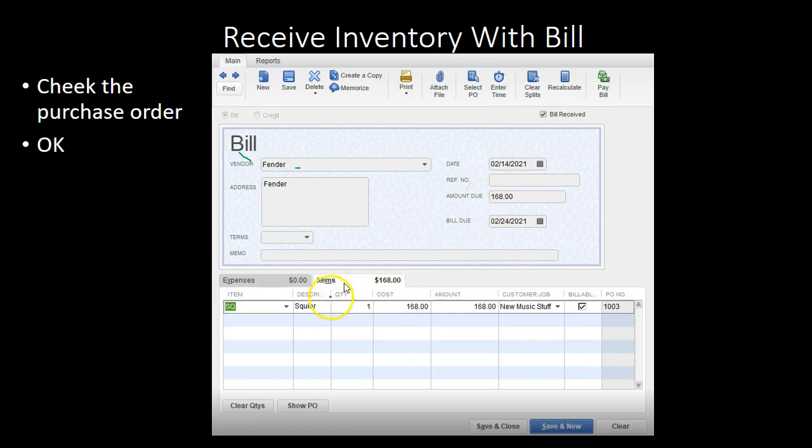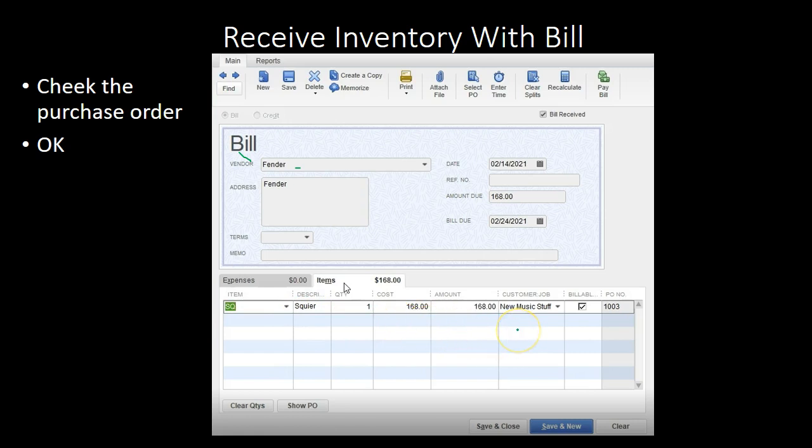And then the important thing down here is we've got the items rather than the expenses. Items for QuickBooks means inventory items. This is what populated automatically when we were just clicking on that purchase order, because it pulled over that information from the purchase order, meaning it gave us the inventory item, which is an SQ in this case, a Squire, and we got one of them, $168 would all populate automatically then.